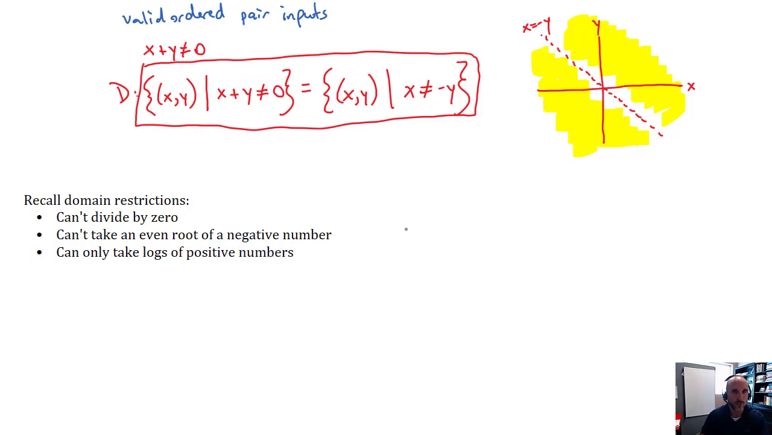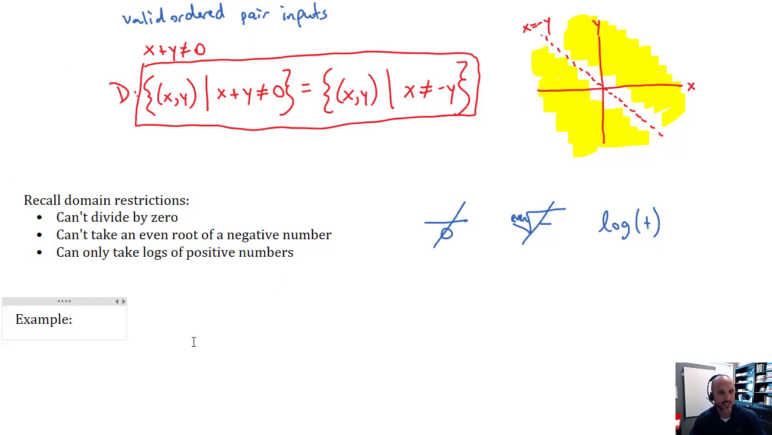So if we're dividing, we can't divide by 0. We can't take a fourth root of a negative or any even root. I don't know why I focused on fourth root. We can't take an even root of a negative. And we can only have logs of positives. Okay? So keep that in mind here as we work through some more examples.